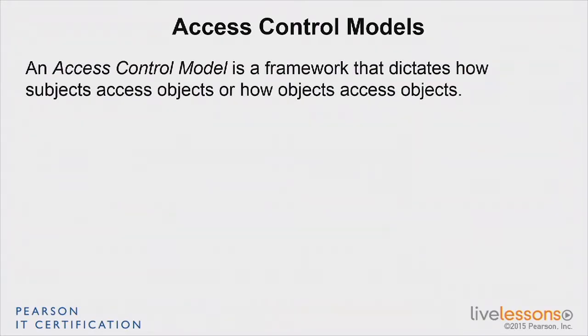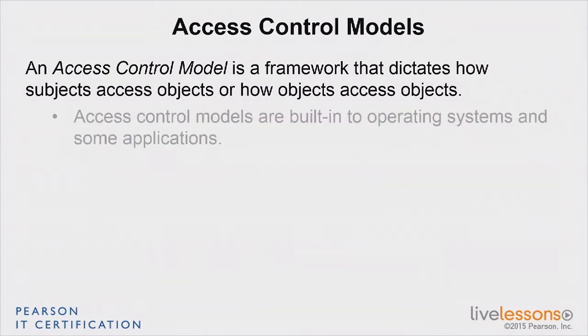So an access control model is a framework that dictates how subjects access objects or how objects access objects. So either how an active entity accesses a passive entity or the information flow between two passive entities. Access control models are built into the operating system in some applications. So the access control model you choose has to already be a standard part of the operating system or the application that you're using.